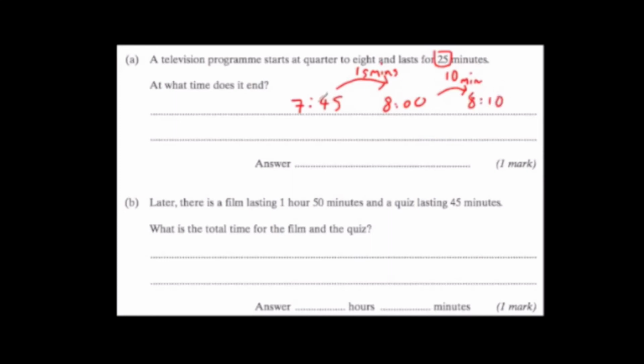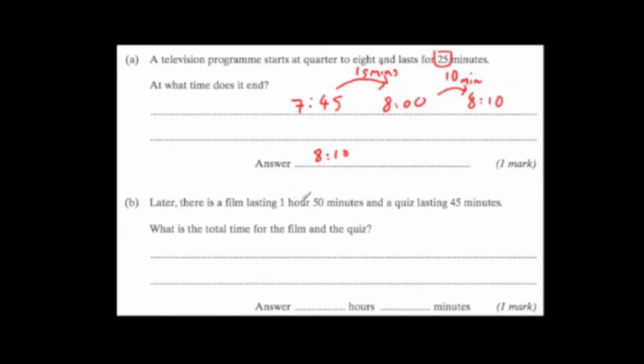Let's just check that. 15 minutes to get to 8 o'clock. Another 10 minutes would be 8:10. And that means the program altogether has lasted for 25 minutes. So what time does it end? 8:10. You could write that in words if you wanted to. We don't know if it's AM or PM though.